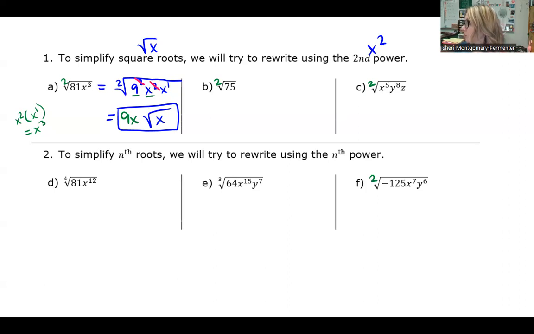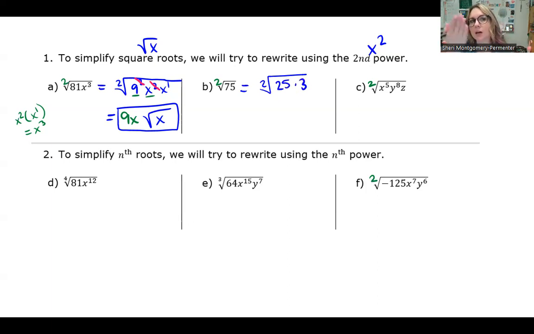So is 75 divisible by anything in that square column? 5 is not in that x squared column. 75 can divide by 64? No, it cannot. 25. You see 25 in the square column? Okay, well, 25 times what gives you 75? So let's rewrite this. We have the square root of 25 times 3.